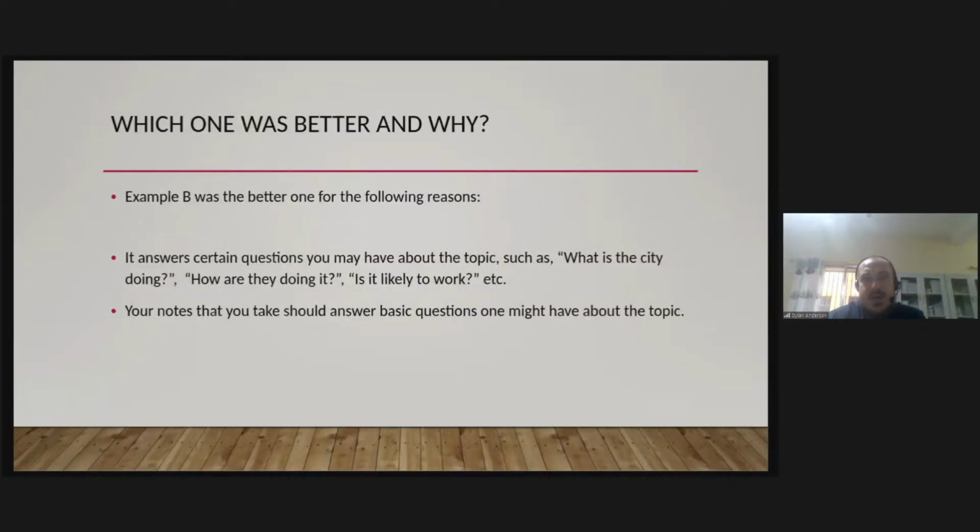So example B was better for the following reasons. It answers certain questions you may have about the topic, such as what is the city doing, how are they doing it, is it likely to work, etc. One thing you can do before you take notes, if you know the topic of a lecture, if you know the topic of a class, you can try to think of some questions that you would have about that topic and see if your notes answer those questions about the topic.